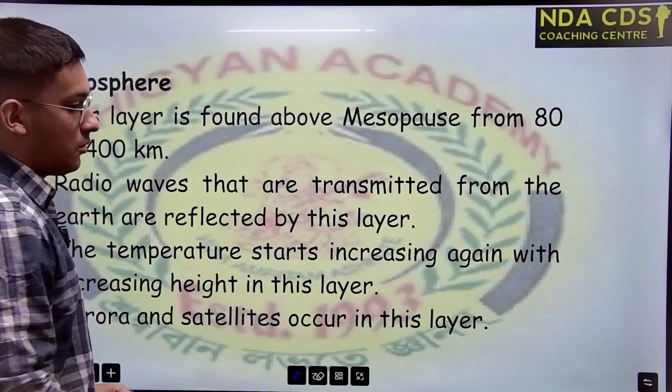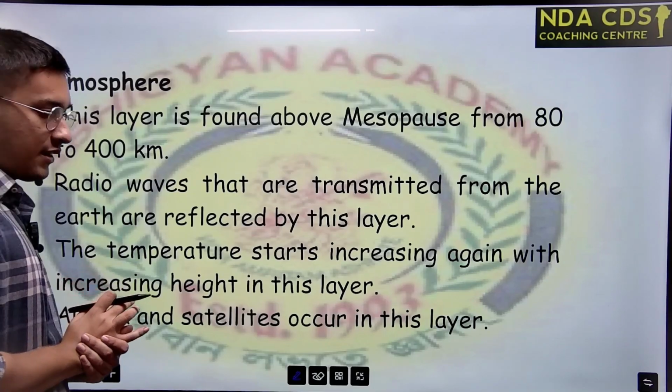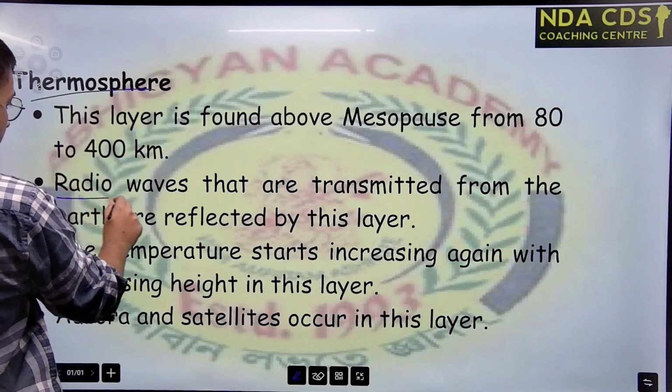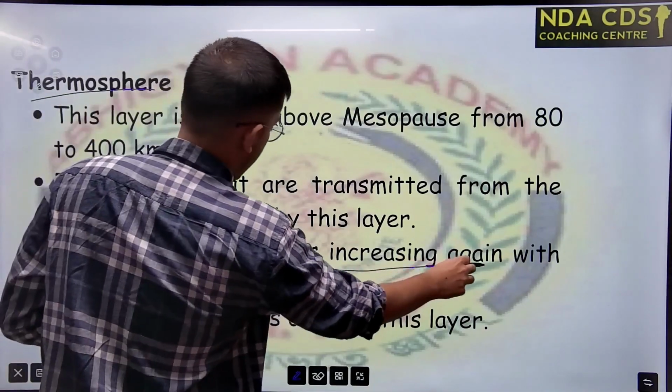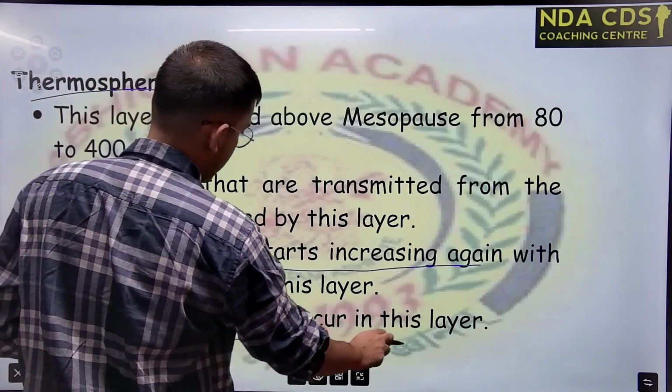We now come to the thermosphere. So the main important point from the thermosphere is, as I said before, where do satellites fly, where are radio waves found? So it's in the thermosphere. You can see radio waves. And again, the temperature starts increasing with increasing height, and aurora and satellites occur in this layer.